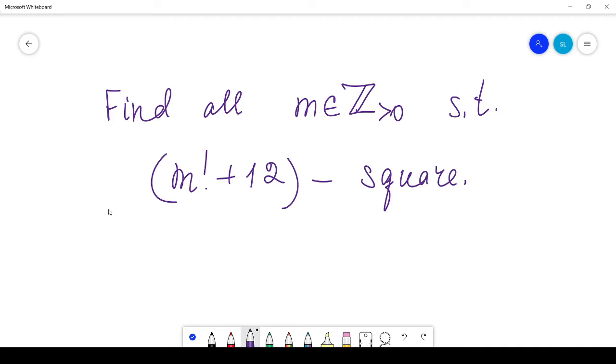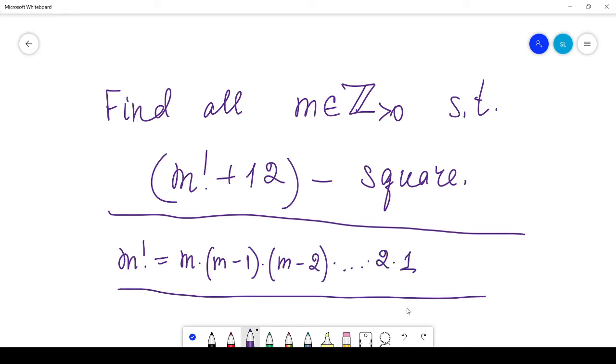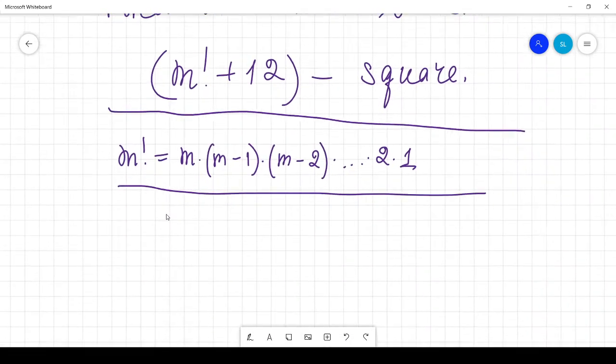is a whole square. So in case you don't know what factorial is, m factorial is this product: m times m minus 1 times m minus 2 and so on all the way up to 1. So in other words, m factorial is the product of the first m positive integers. That's a nice definition. So let's continue.